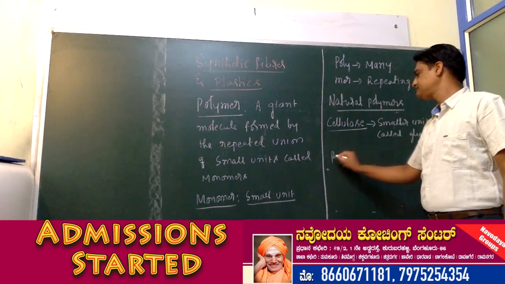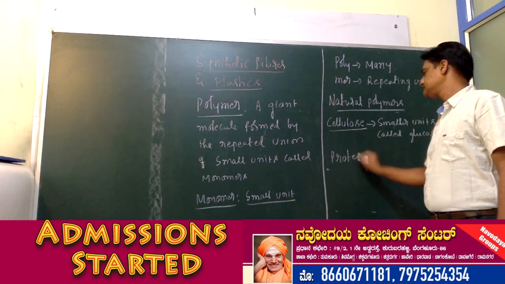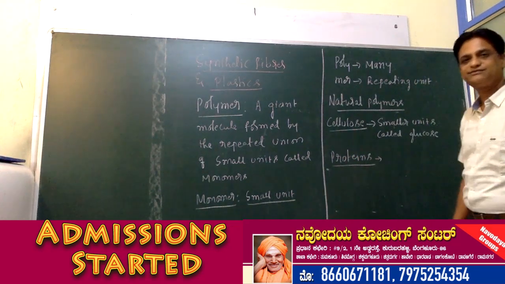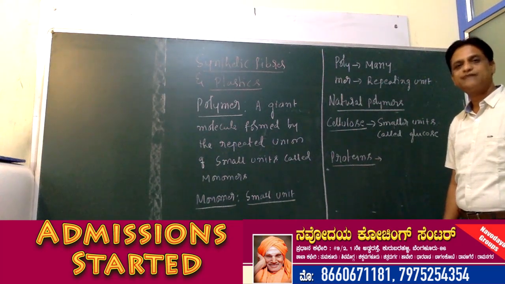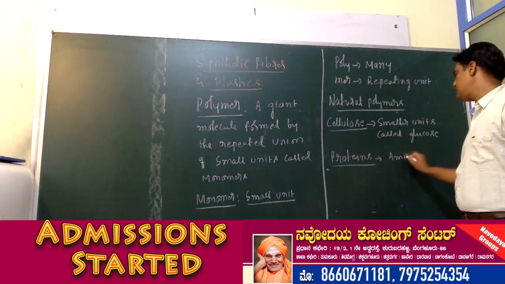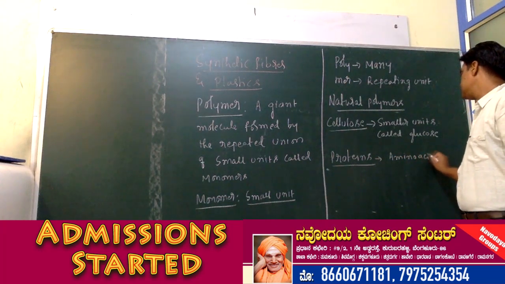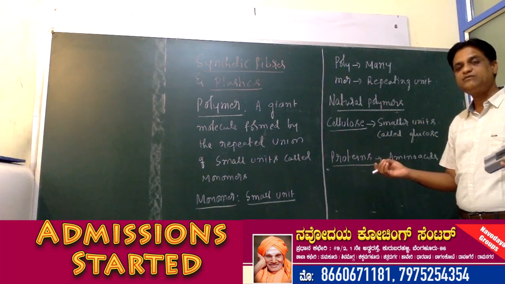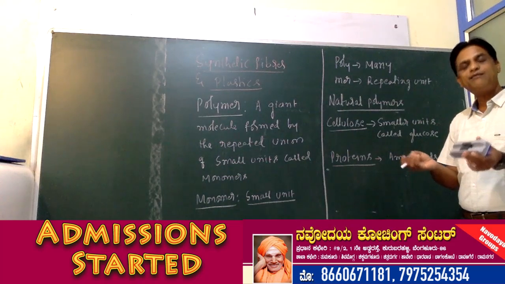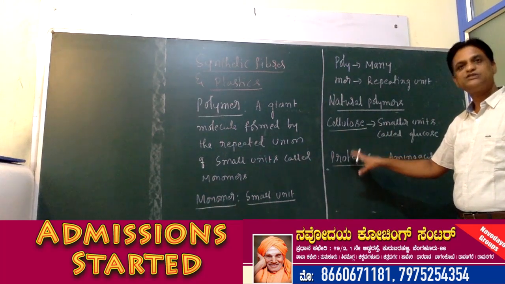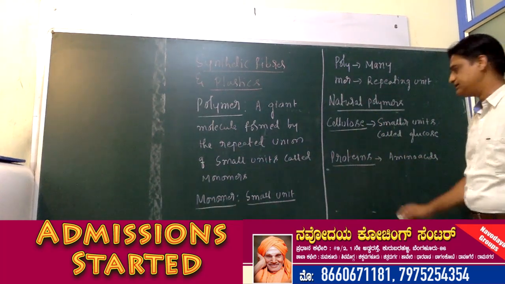Similarly, proteins are also examples of natural polymers. Proteins are made up of smaller molecules called amino acids. When amino acid molecules combine with one another, it results in the formation of complex structures called proteins. So they are also examples of polymers.